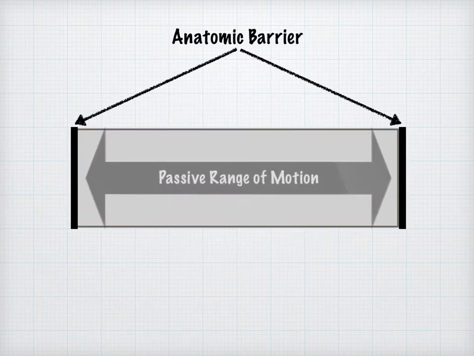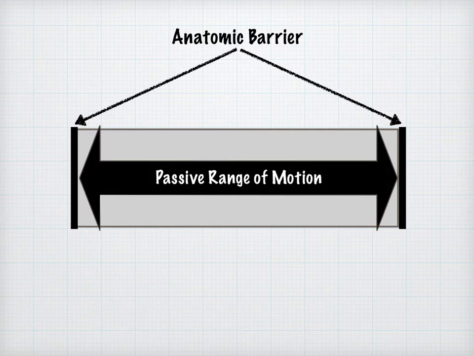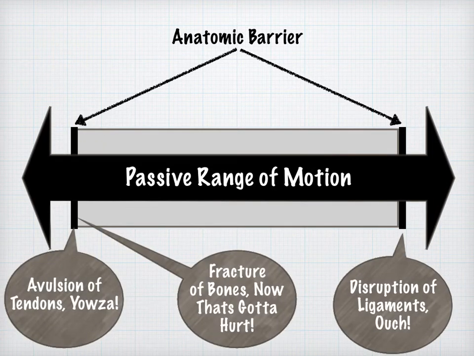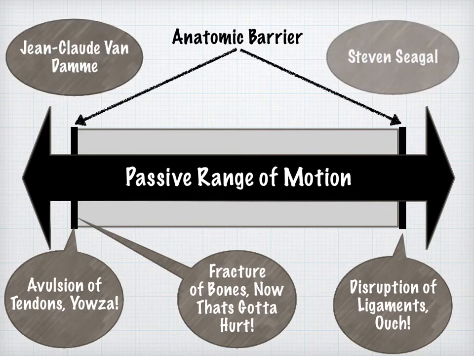There are three possible barriers. The first is the anatomic barrier. This barrier is the limit of passive motion imposed by the anatomic structure. Moving beyond the anatomic barrier would result in disruption of ligaments, avulsion of tendons, or fracture of bones. Think of a Jean-Claude Van Damme or Steven Seagal movie.